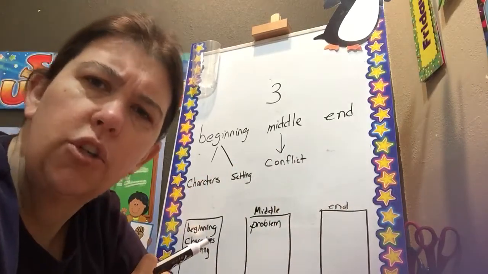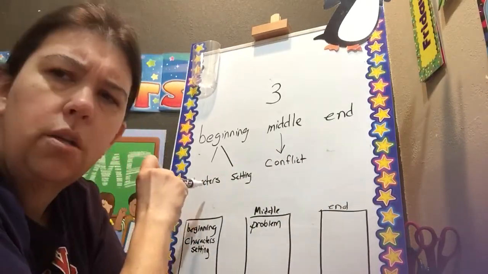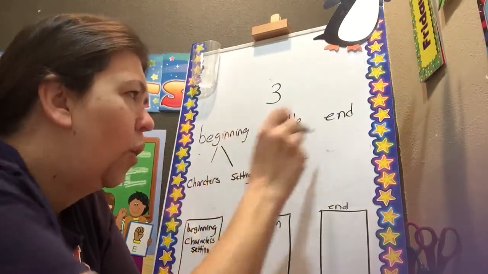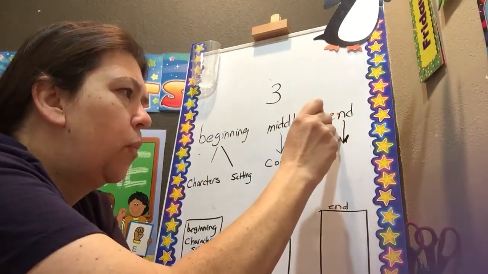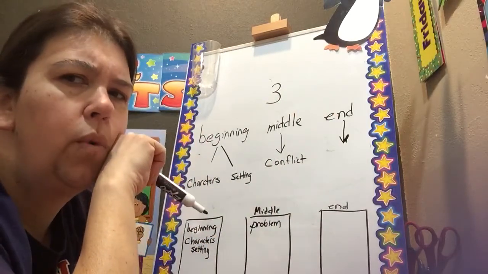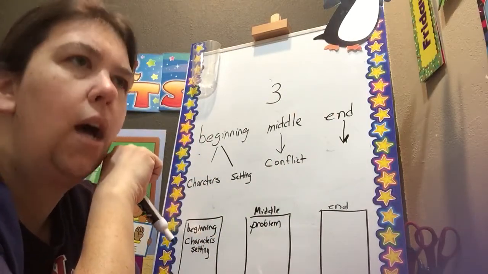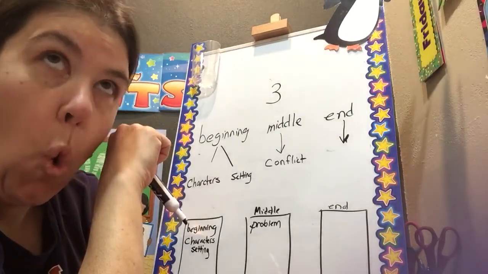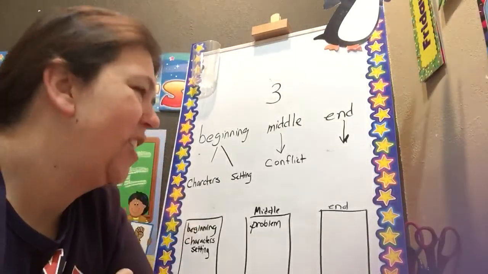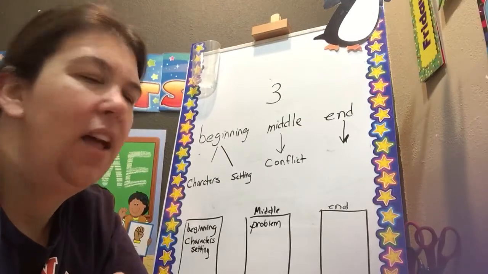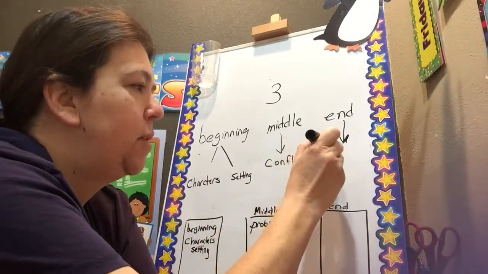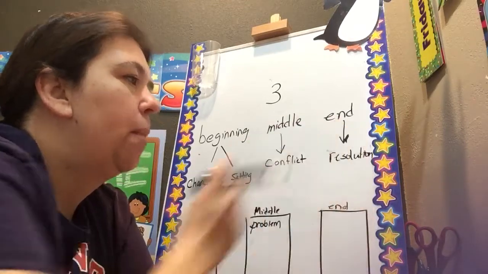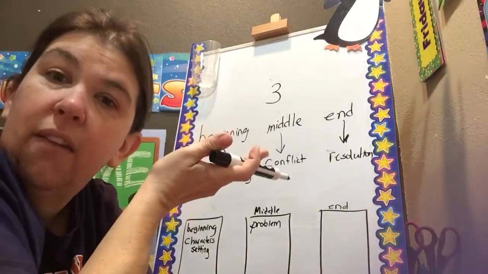Well, let's check our story elements. We've done characters. We've done the setting. We've done a conflict. What do I need to end up with? My happily ever after. What do we call that? We call that the resolution. You got it. I love it. Yes, my end needs to be the resolution. That needs to be where my problem is solved, my happily ever after.